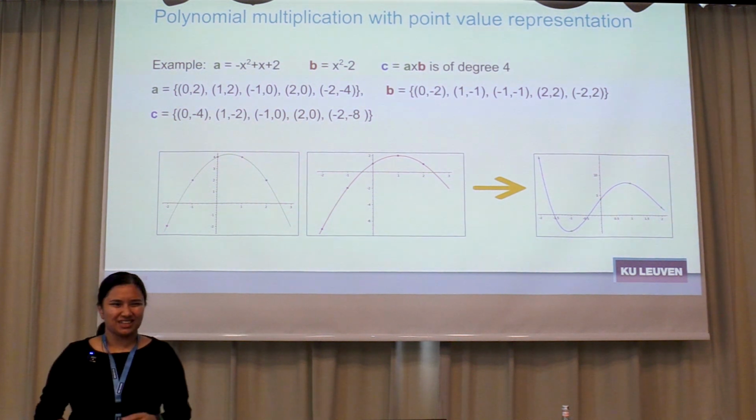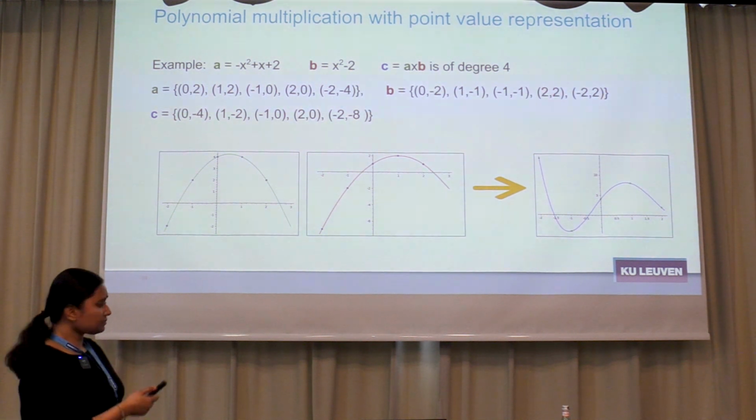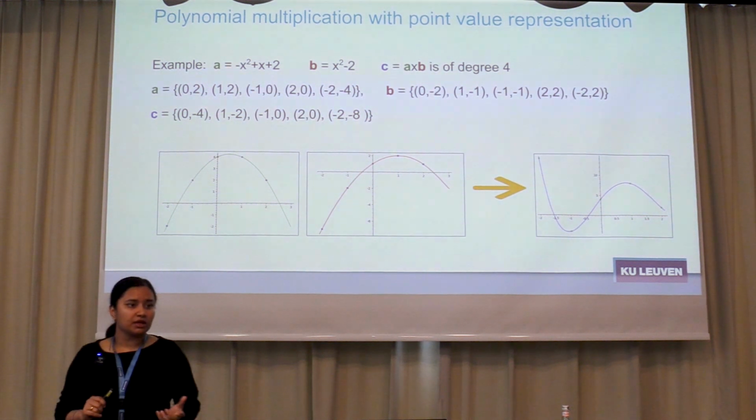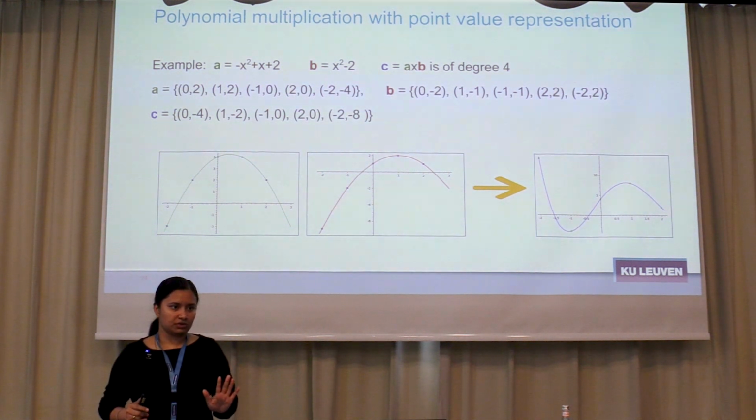I will not go into that much detail, but you do know, right? If we have a degree 4 polynomial, to find that degree 4 polynomial, we have 5 unknowns, right?